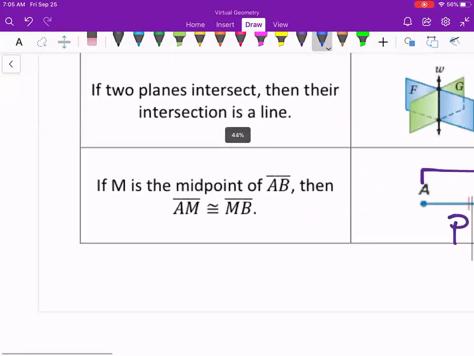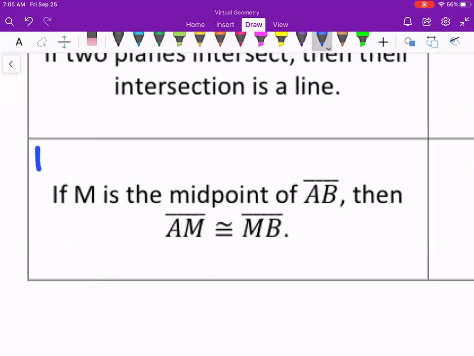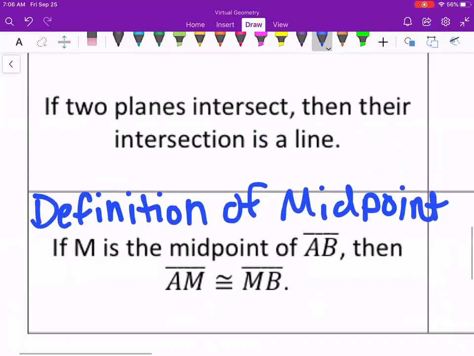Basically what this specific postulate is called is more of a definition. This is our definition of a midpoint. This was one that was not talked about in the last video, while all the other ones were. Remember, we had 2-1, 2-2, 2-3, where all those other postulates came into play.